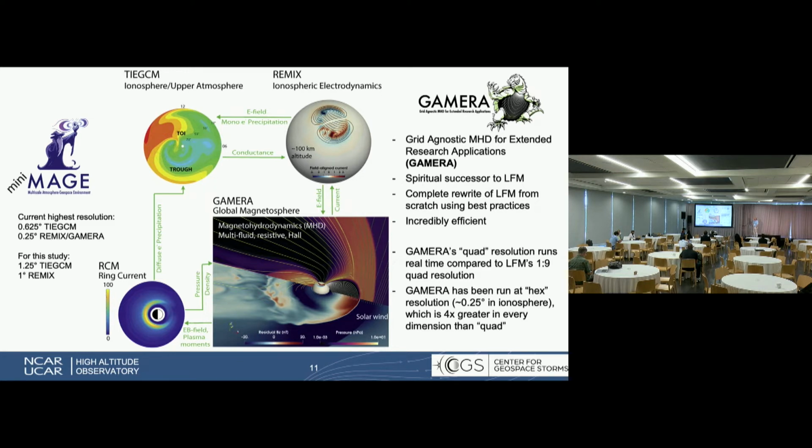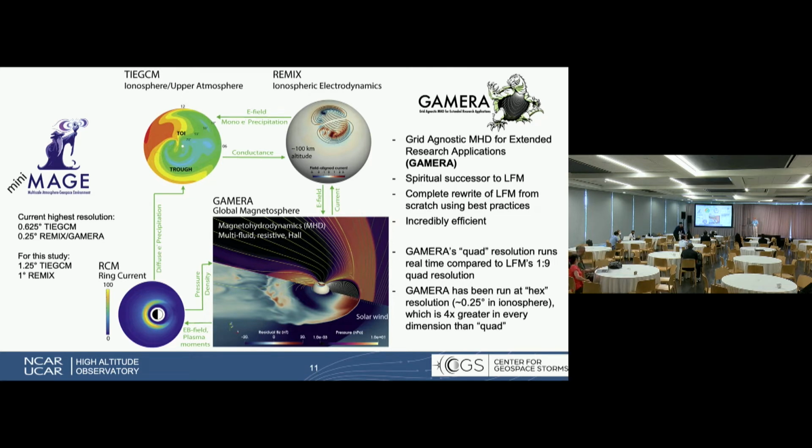Those are then used in TIEGCM to calculate conductance, which feeds back to the ionosphere electrodynamic solver to get the potential, and that is fed back to all three component models to drive the plasma drift. So that's what it is.